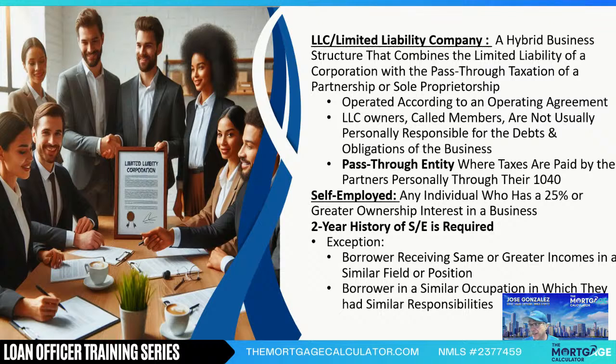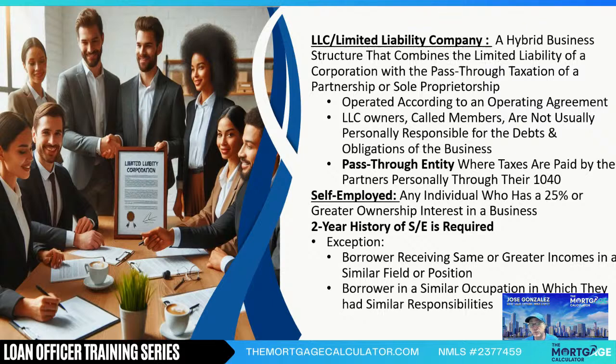25.0% and greater, they are considered self-employed. Now, usually we need a 2-year history of self-employment to be able to use the self-employment income. But as is usually the case, there are exceptions to this 2-year rule. The exceptions are if the borrower is receiving the same or greater income in a similar field or position, or if the borrower is in a similar occupation in which they had similar responsibilities.